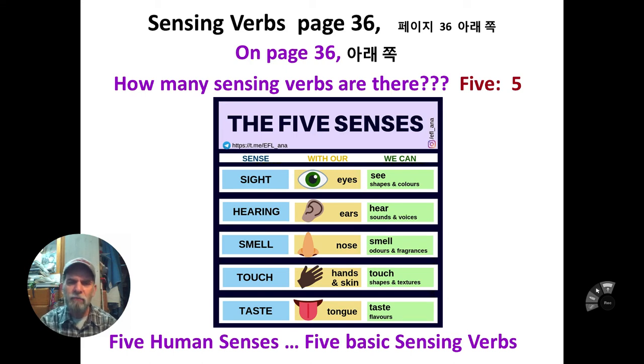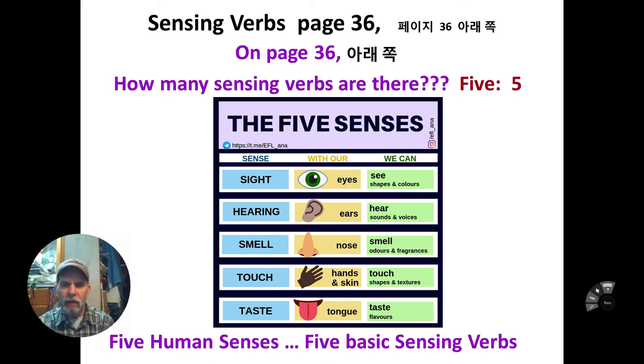These are the 5 basic sensing verbs. You see, you hear, you smell, you touch, you taste. Okay, look at the chart. You see the eye, you see the ear. To the right. We can see, we can hear, we can smell, we can touch, we can taste.